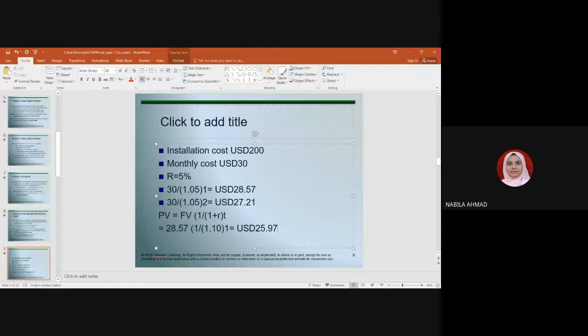Alright, so dari situ kita akan dapat overall present value adalah $299.39. Alright, so itu cara kita nak cari present value cost and also present value of benefit. Alright, so boleh baca juga textbook tu lah.